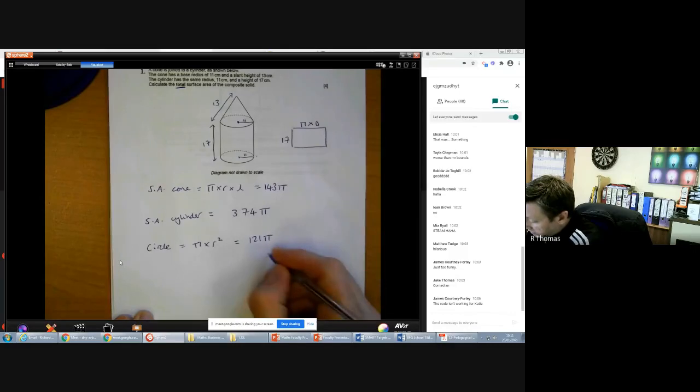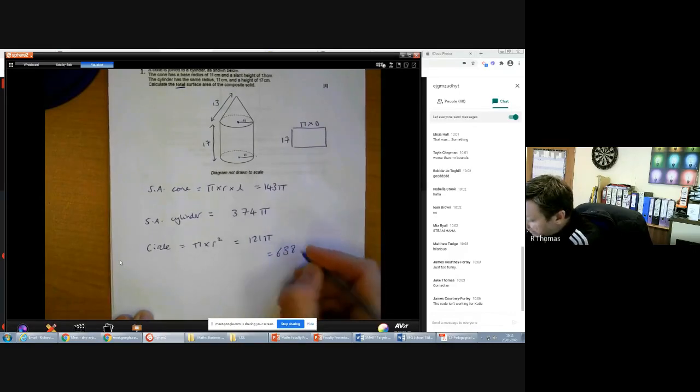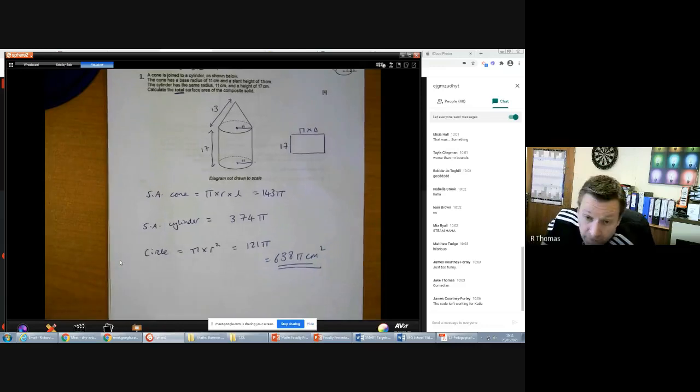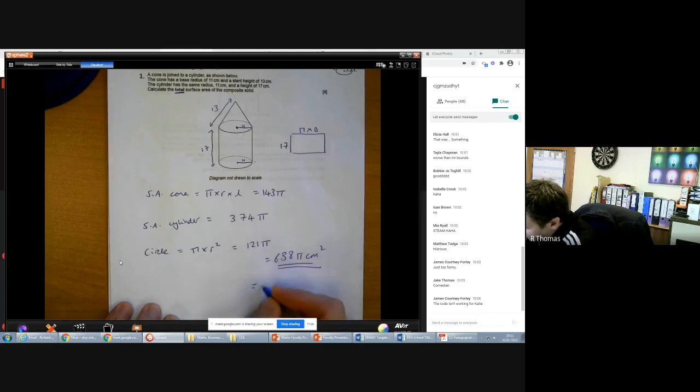And do you know what? If you left it like that, you'd get full marks. It's absolutely brilliant. It doesn't tell you to do it to 1 decimal place or 2 decimal places. But I imagine most of you did multiply by pi and have a decimal in front of you. And if you've done it correctly, you should get 2004.3 centimeters squared. Note this is squared because we found out an area and not a volume.